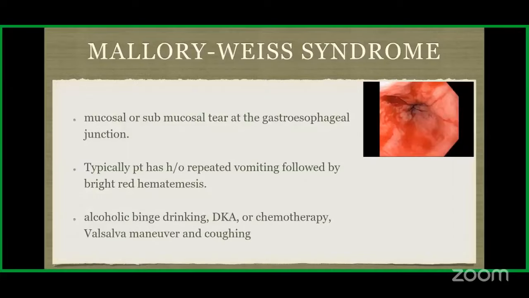Mallory-Weiss syndrome or Mallory-Weiss tear is a tear at the gastroesophageal junction at the mucosal or submucosal level. A typical patient presents with a history of recurrent vomiting followed by hematemesis. Predisposing factors include alcohol binge drinking, chemotherapy, Valsalva maneuver, or recurrent cough.